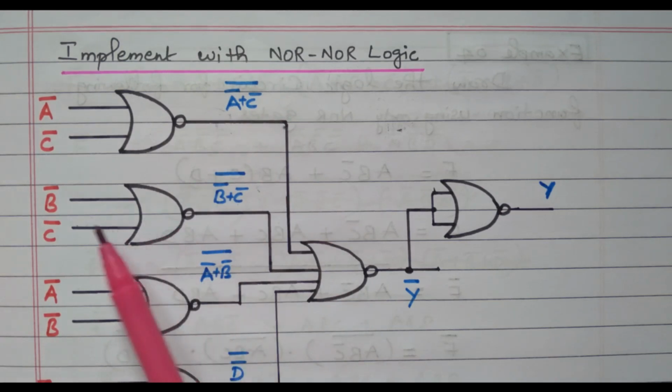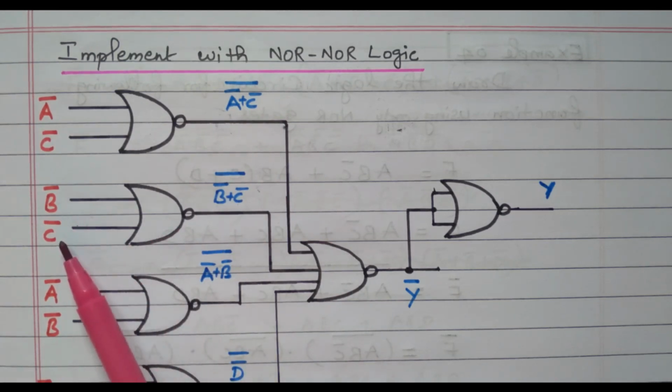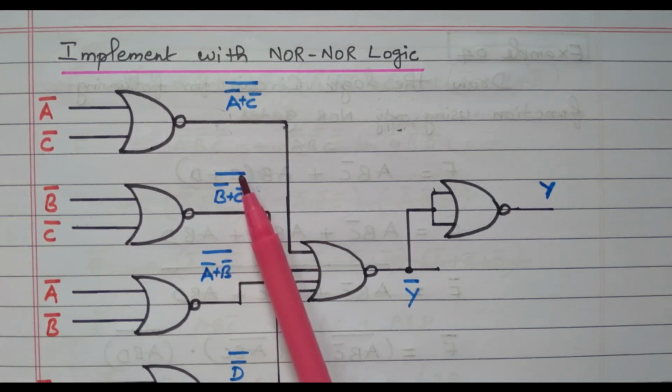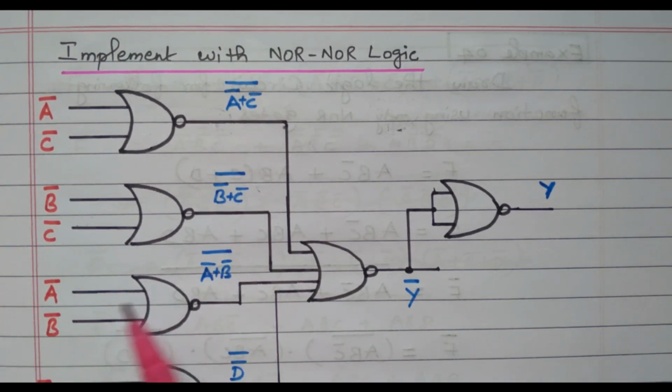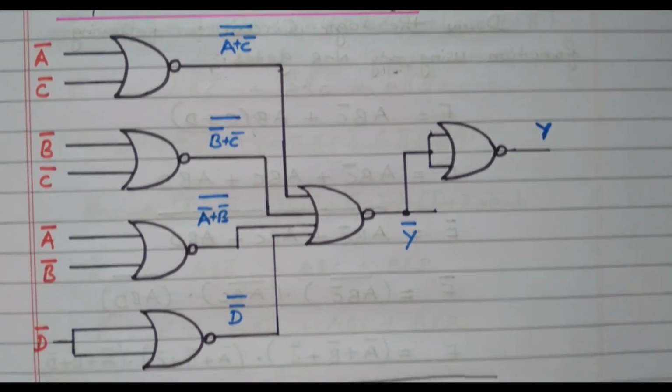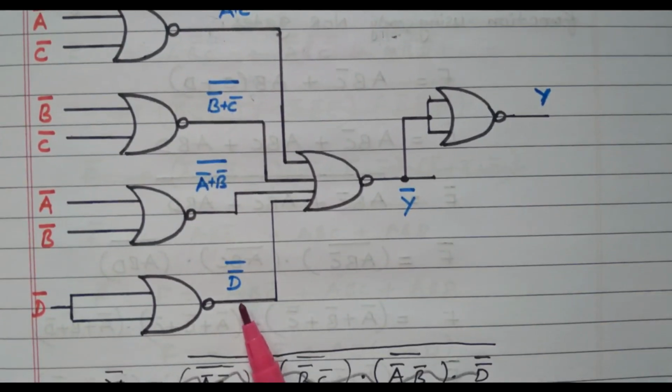In the second NOR gate we give input B bar and C bar. So we will get the output as (B bar plus C bar) the whole bar. Right. The third NOR gate, we give inputs A bar and B bar. So the output will be (A bar plus B bar) the whole bar. Right. So these three are the required outputs. The fourth one is the D bar. Only D bar. Only one input is available.